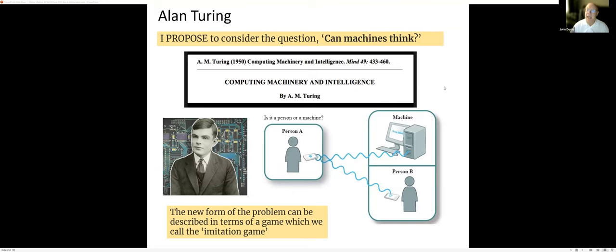So person A is in contact with either machine or person B. And based on this electronic communication, and it's simply text communication, has to establish whether or not this person is real or whether it's a machine. So that was the challenge he put up, and he called it the imitation game.